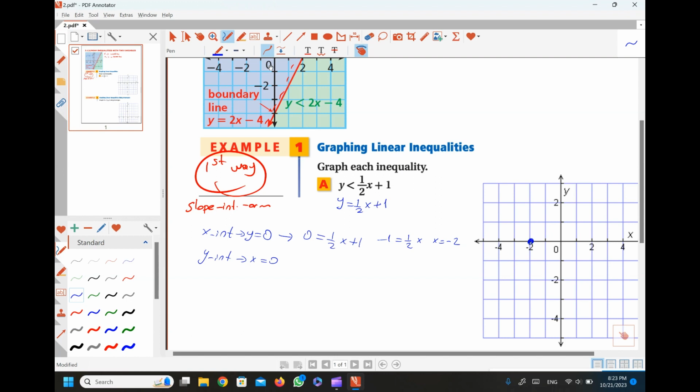So negative 2 is the x-intercept, (-2, 0). What about the y-intercept? This time your x is 0. y is equal to 1/2 times 0 plus 1, so you have y equals 1. Y equals 1 will be your y-intercept. So you connect these 2 points by using a solid or dotted line.